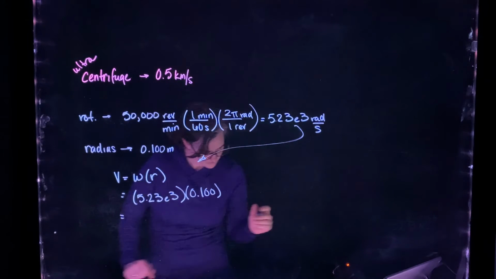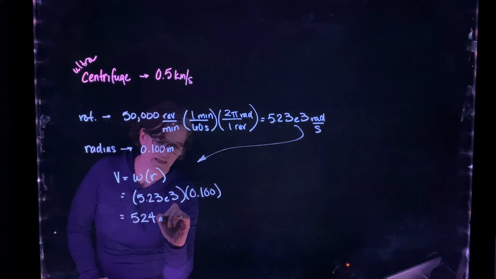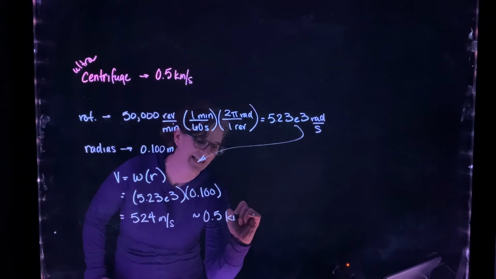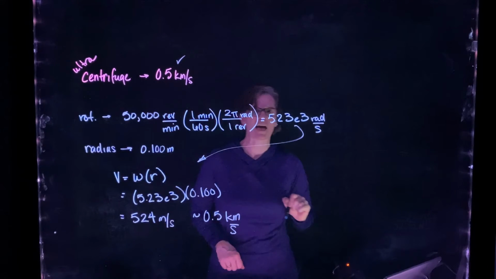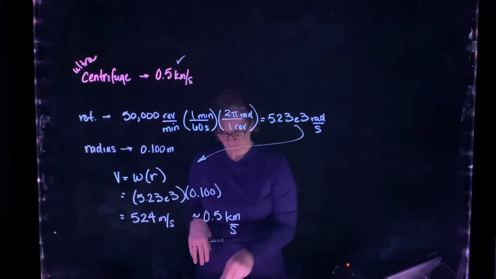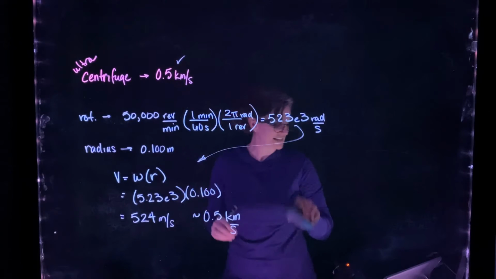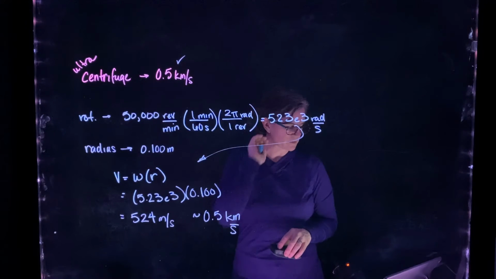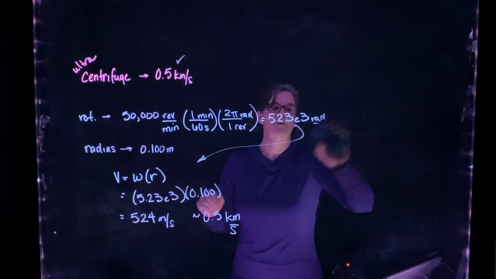of 524 meters per second, which is about 0.5 kilometers per second. Check, we verified it. All right, so the second part of the question says if the linear speed of the Earth in its orbit is about 30 kilometers per second.